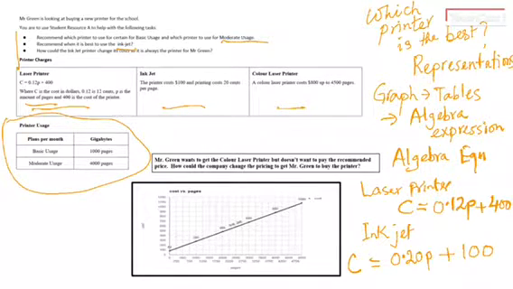Now, how about the color laser printer? It's a constant cost. So if you are thinking this is the number of pages and the cost, the cost remains constant, $800. So that's $800. Something like y equals some kind of number, like say 700 or something like that.